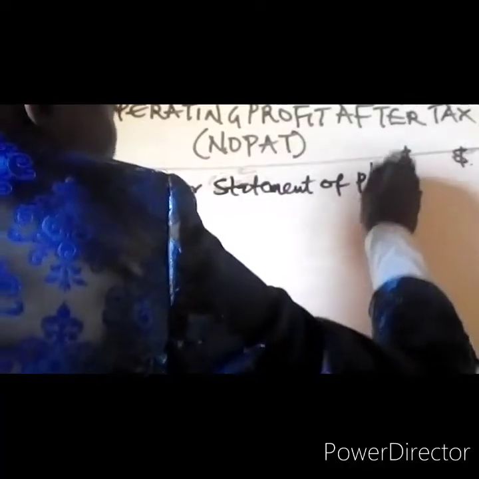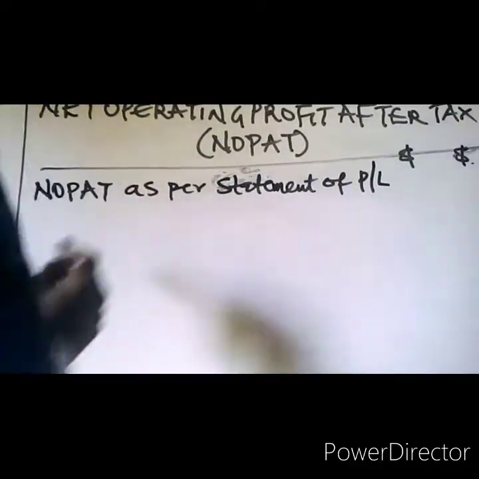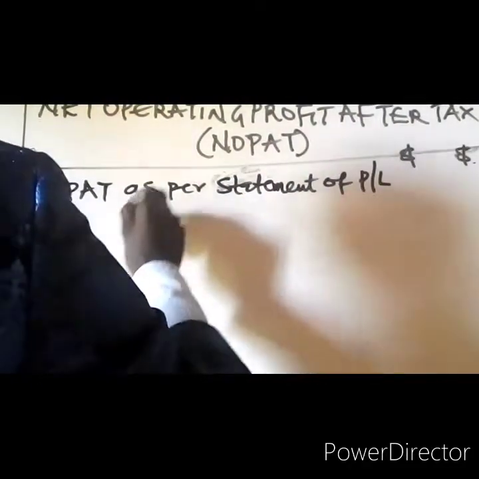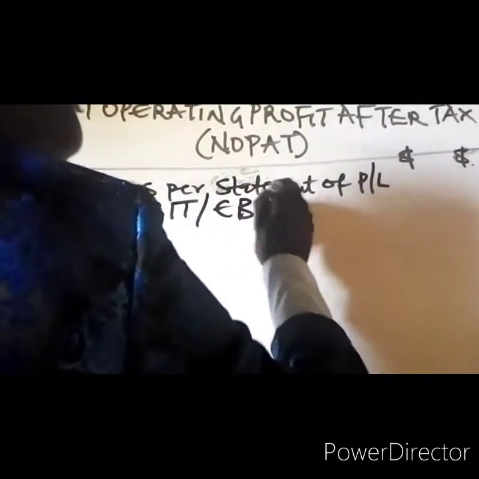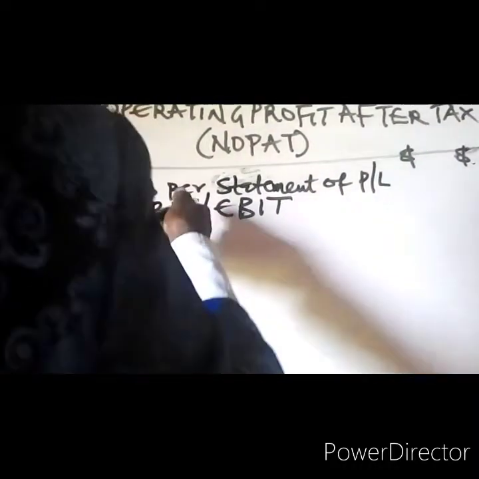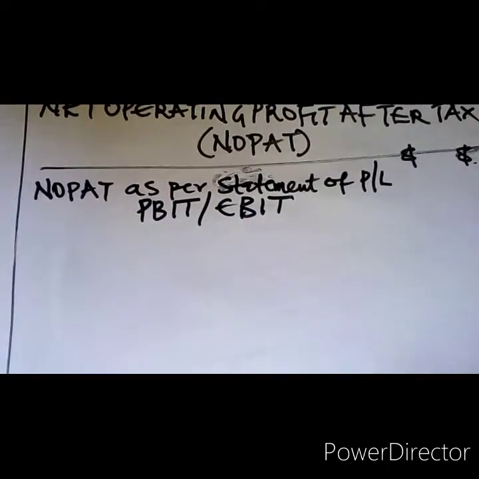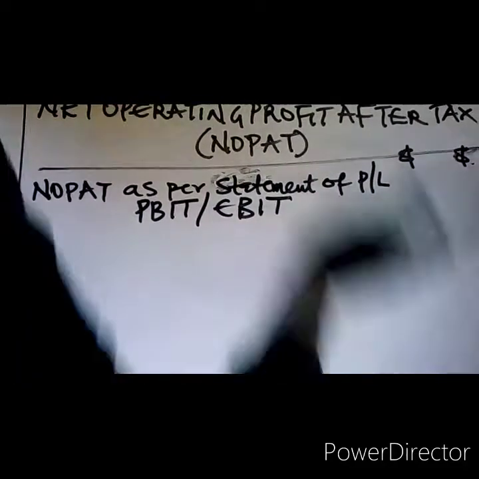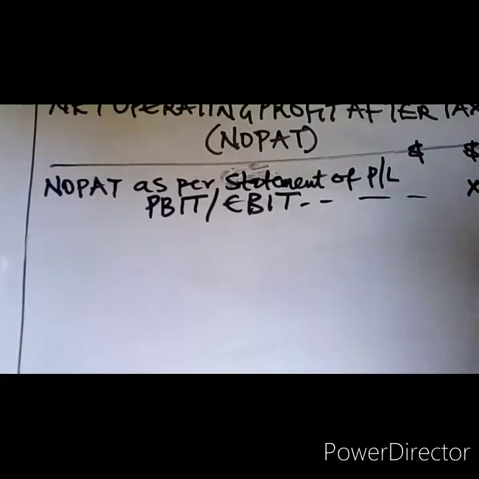So that is profit before interest and tax. You either call it NOPAT or you call it profit before interest and tax. PBIT means profit before interest and tax. If you start with profit before tax, you add your interest back. So now, if you are starting with profit before interest and tax, you pick that from the financial statement.